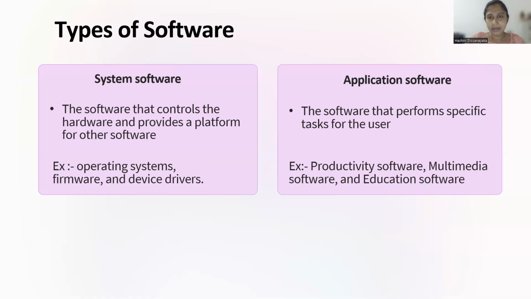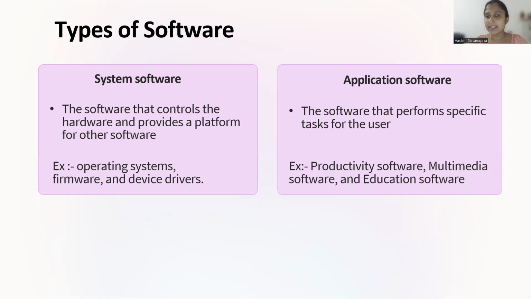I am recalling those things since there may be some students who log in to the session today. System software is the software that controls the hardware and provides a platform for the other software. Simply, we can call system software the foundation of the other software. And application software is software which performs a specific task for the user to solve a specific problem.